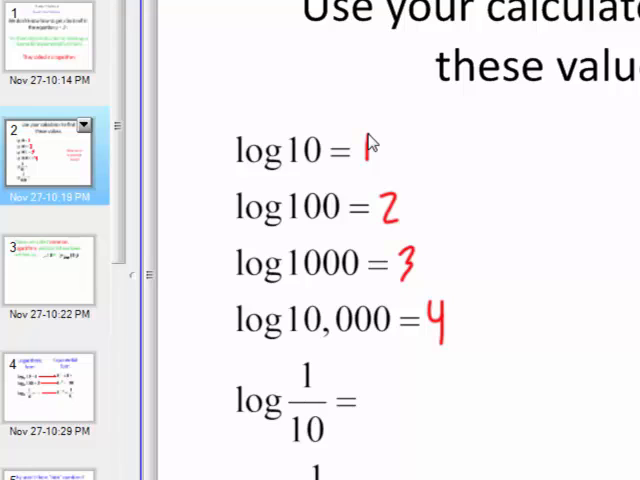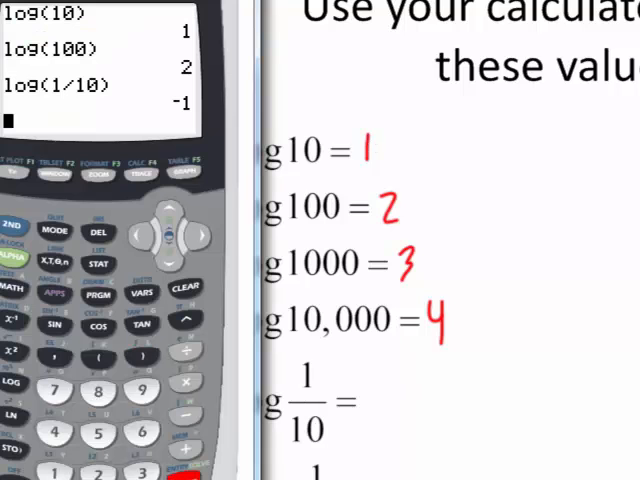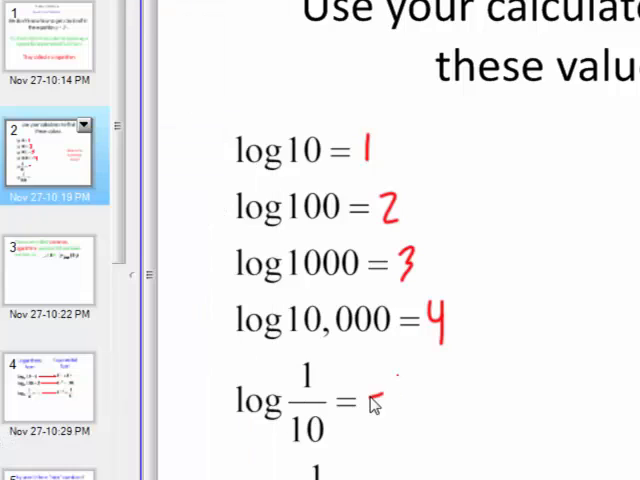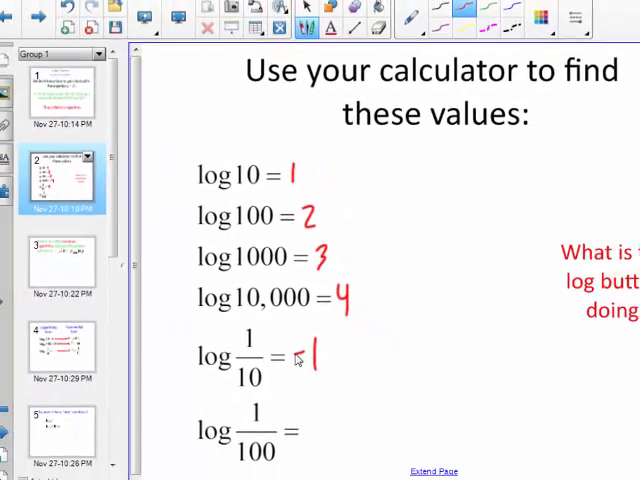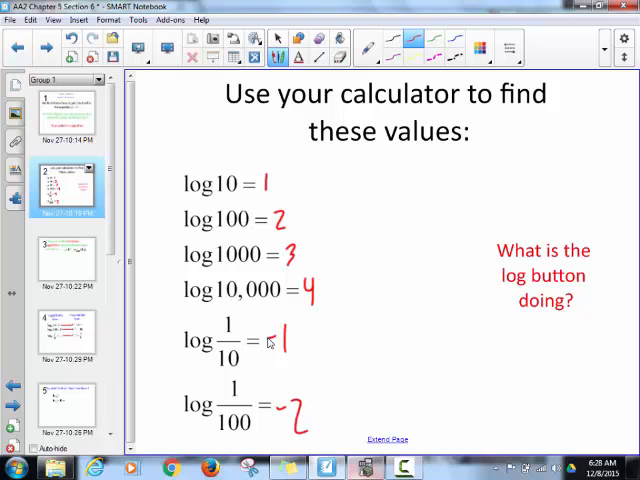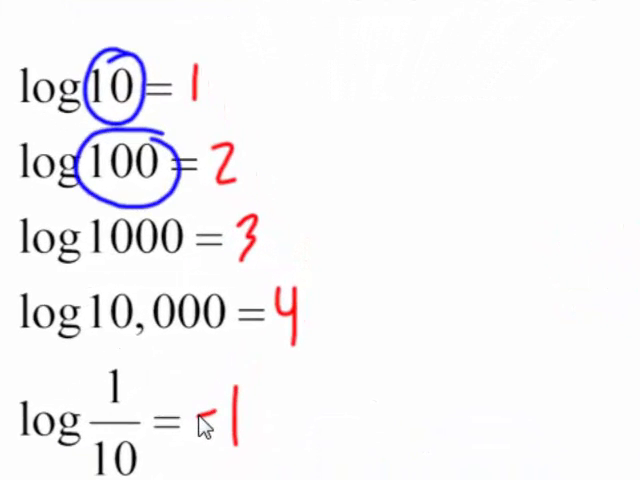Okay, do we have a guess of what log of 1 over 10 would be? Oh, I bet some of you guessed it, -1. What about the log of 1 over 100? -2. Are we kind of telling what the calculator is doing? Well, where did this 1, 2, 3, and 4 come from, and -1, -2? Well, think about this number. What do I know about 10 and 1? And what do I know about 10 squared and 10 cubed? These are all 10 to that power.